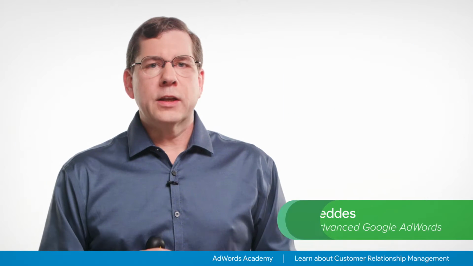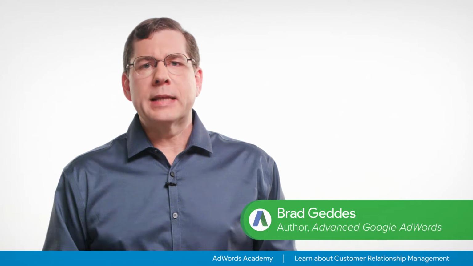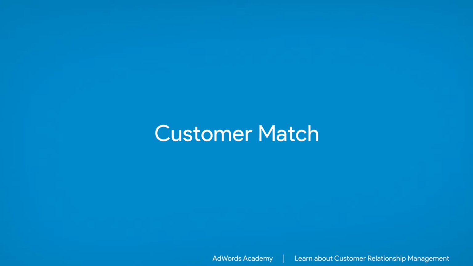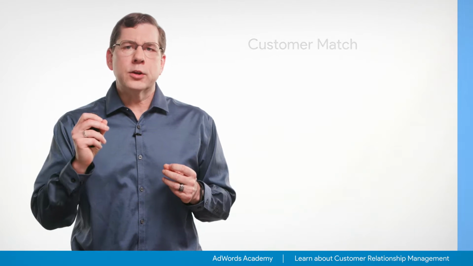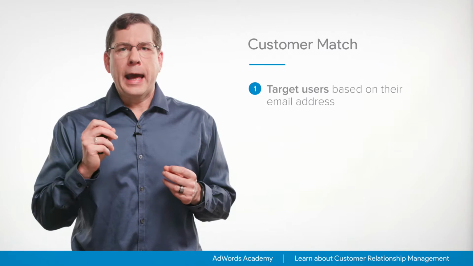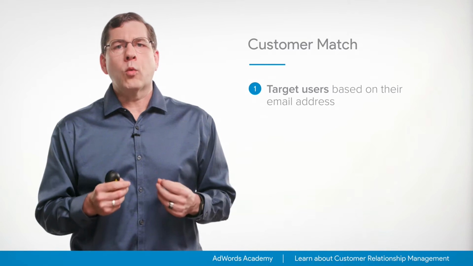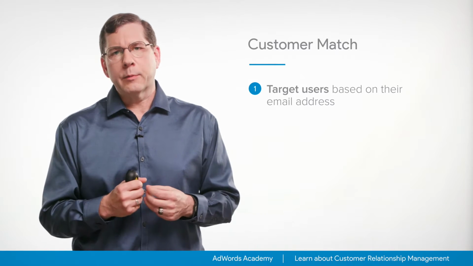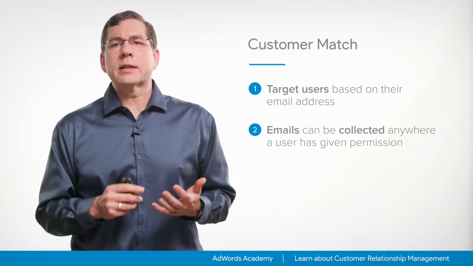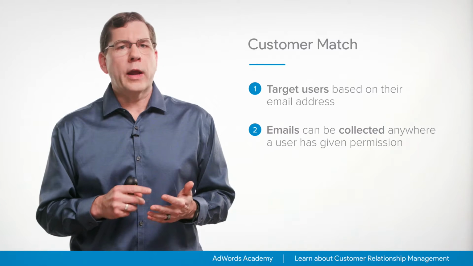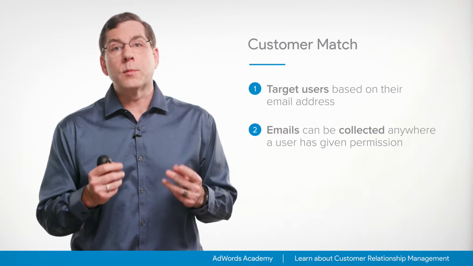Hello. In this video, we're going to talk about email and CRM data segmentation. Customer Match allows you to target users based upon their email address. Essentially, as you collect user emails, you want to think about why you collected them when you think about your segmentation. Those emails can be collected online, at trade shows, or anywhere that a user is giving you permission to market to them.